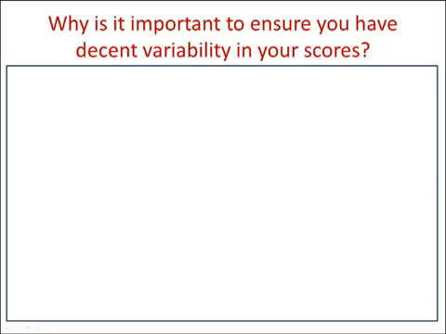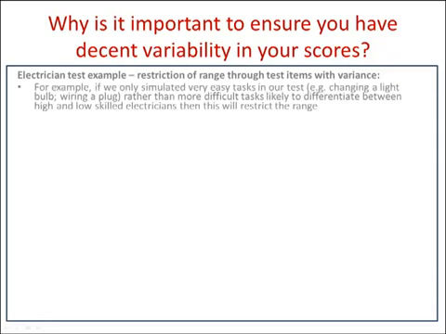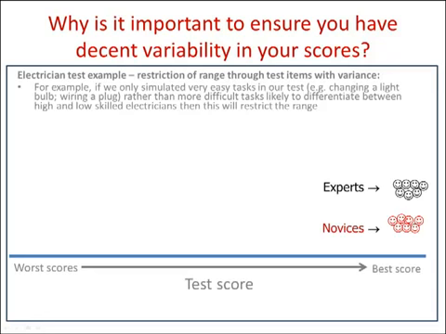So why is it important to ensure that you have decent variability in your scores? Okay, let's go back to our electrician test example. This is where we're getting a restriction of range as a result of our test items. Imagine that we've created our test and we've only simulated very easy tasks. For something like changing a light bulb, anyone could do that, you don't need to be an electrician. If we only had those sorts of tasks in there, then we're very unlikely to be able to differentiate between high and low skilled electricians, and this will restrict the range.